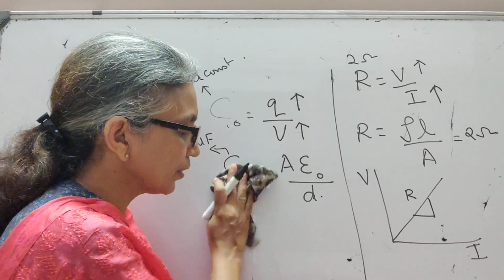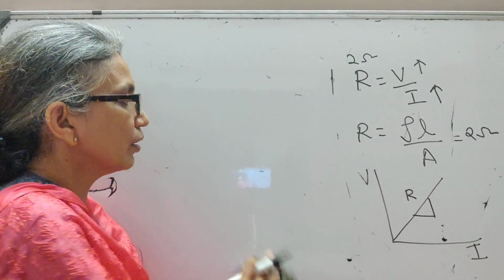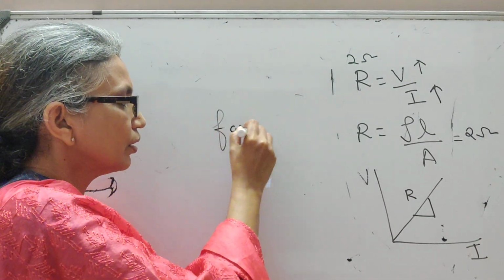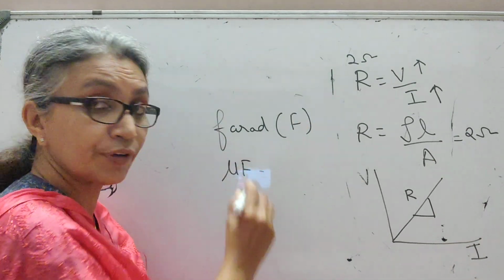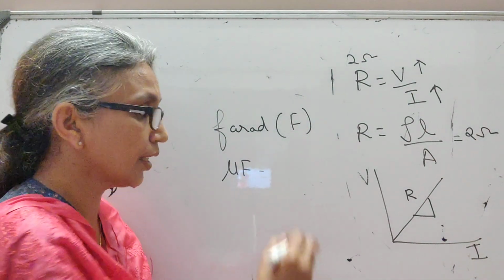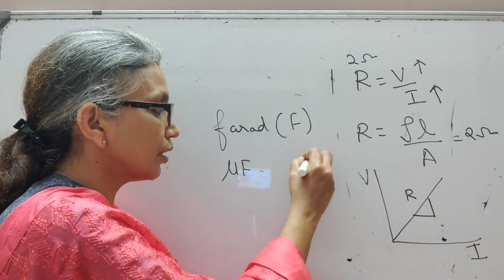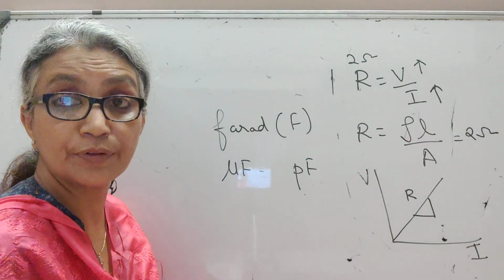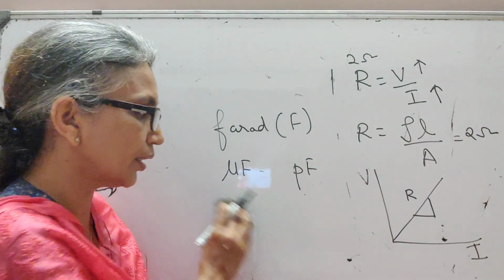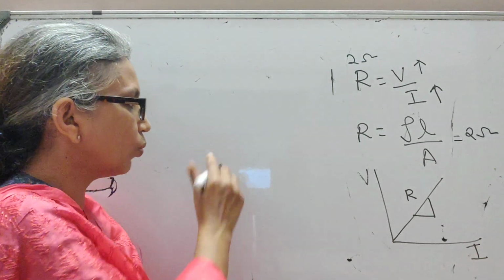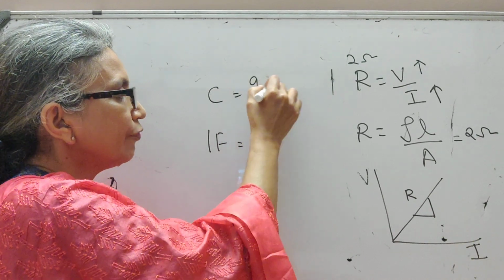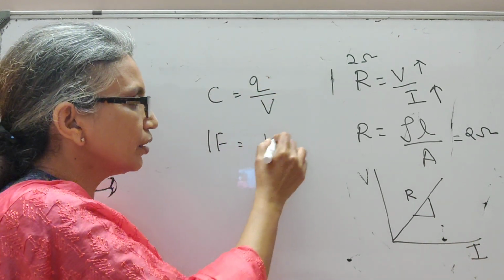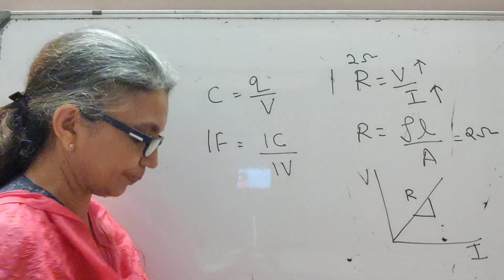The SI unit of capacitance is farad, denoted by the letter F. Smaller units you have: microfarad is 10 raised to minus 6 and picofarad is 10 raised to minus 12. You have nanofarad which is 10 raised to minus 9 and so on. You define 1 farad. Your formula is C equal to Q by V. So when you define 1 farad, it is 1 coulomb by 1 volt.